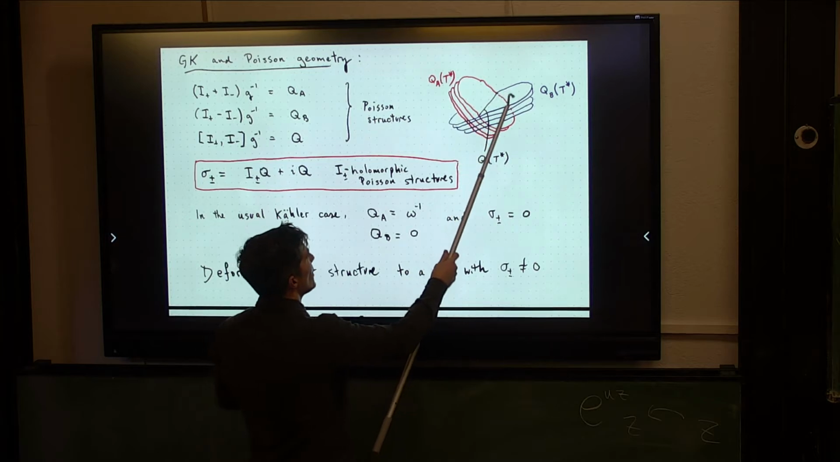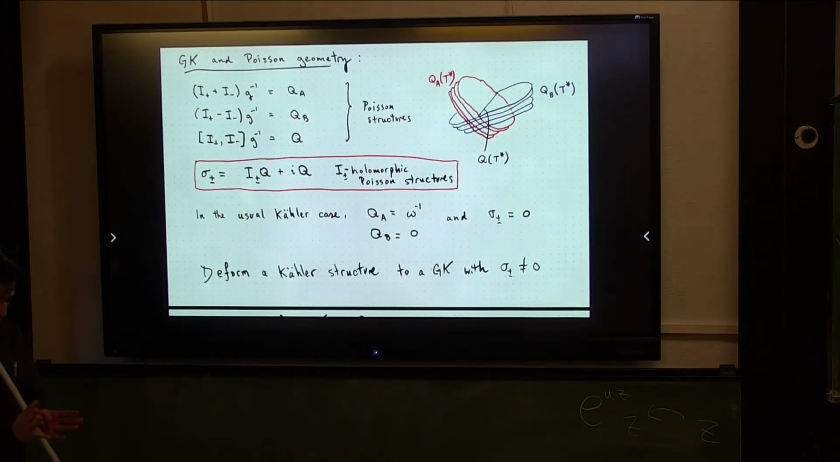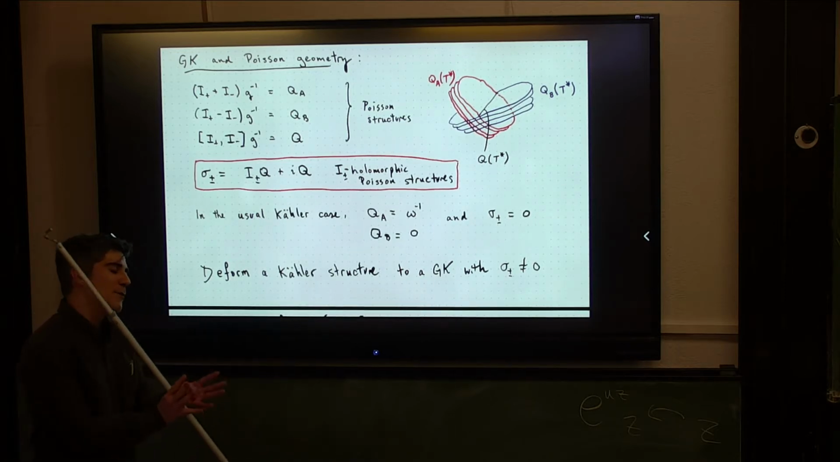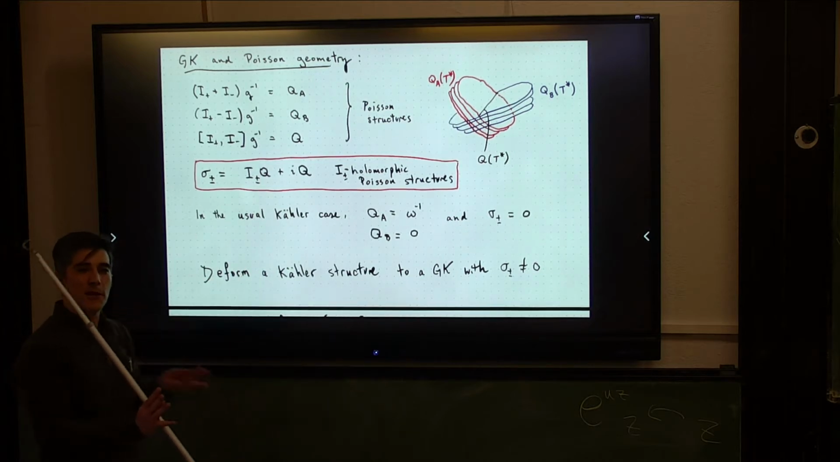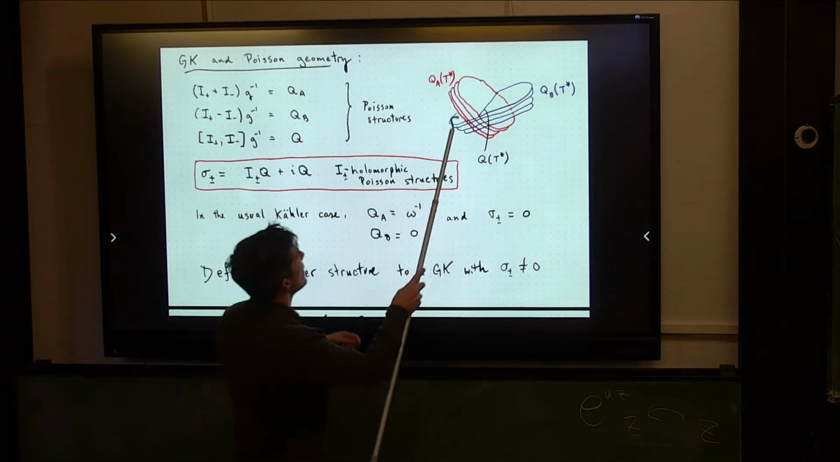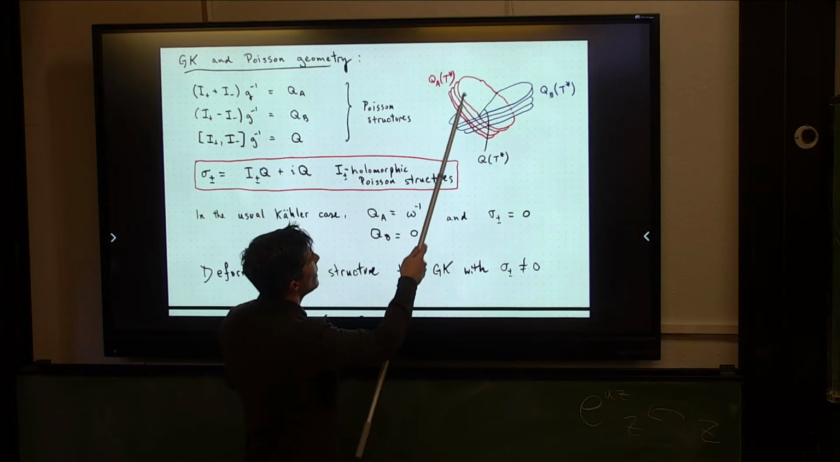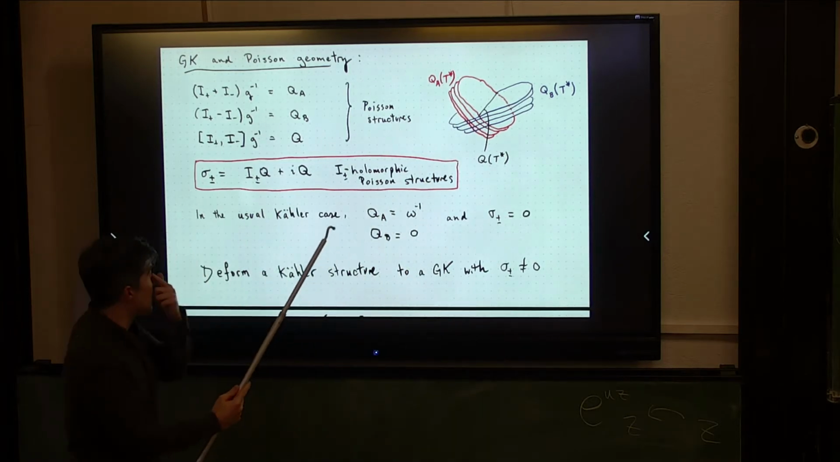Okay? And the point is that they are transverse. They're not complementary, they can intersect, but they are transverse, so that means that they sum to the whole tangent space at each point. And also these leaves don't have to be of the same dimension. They're symplectic leaves of a Poisson structure, so they could jump in dimension.